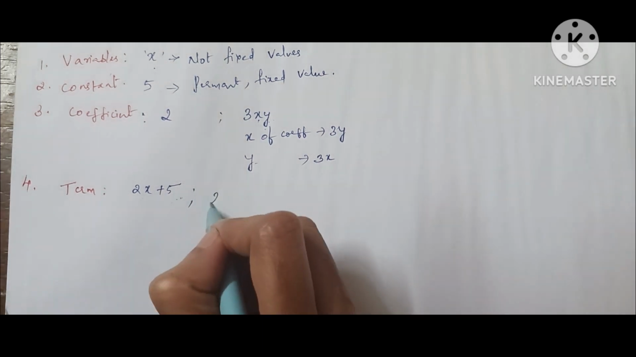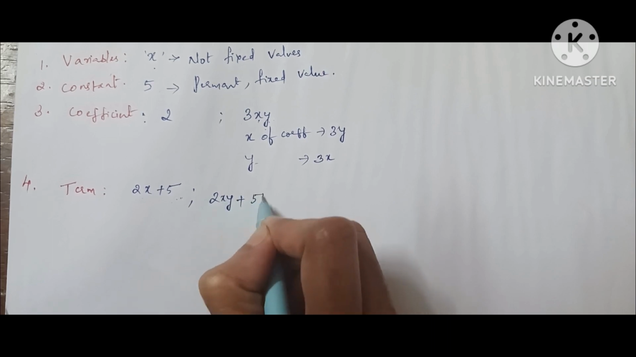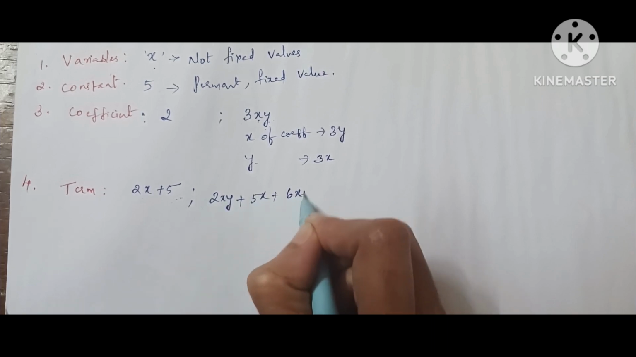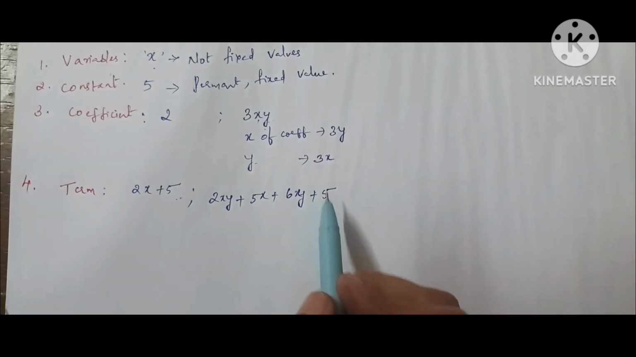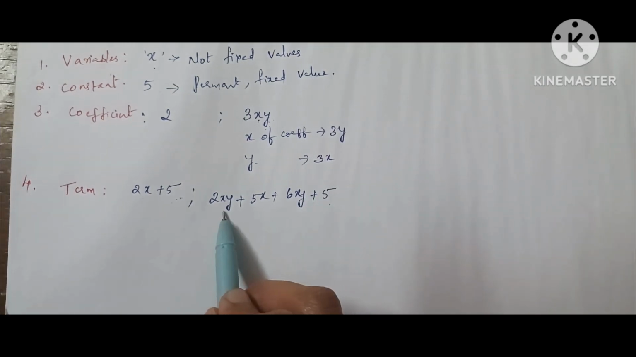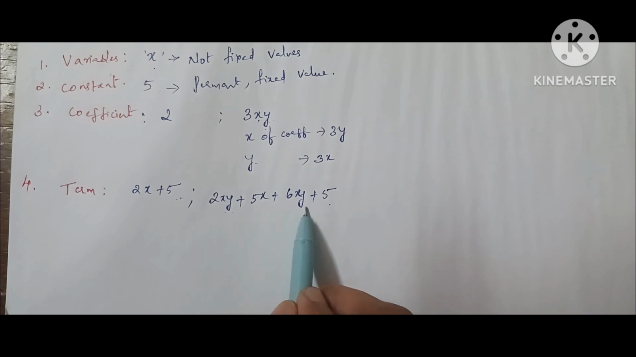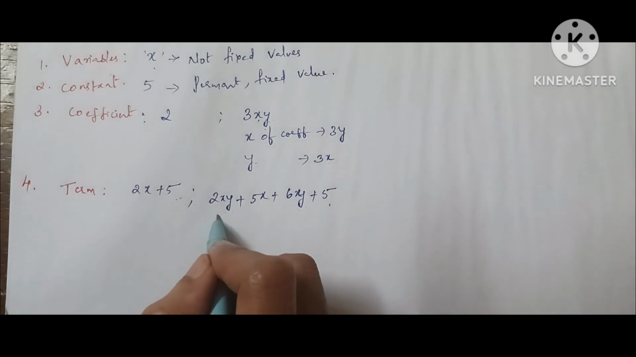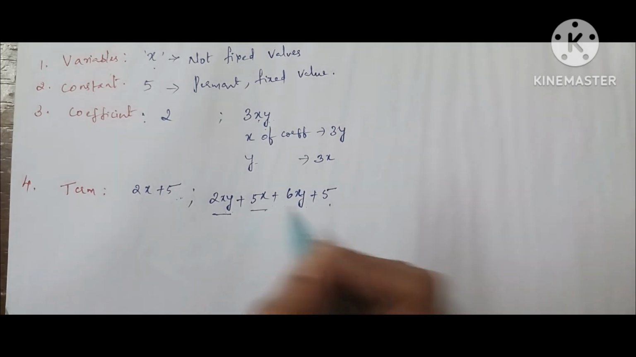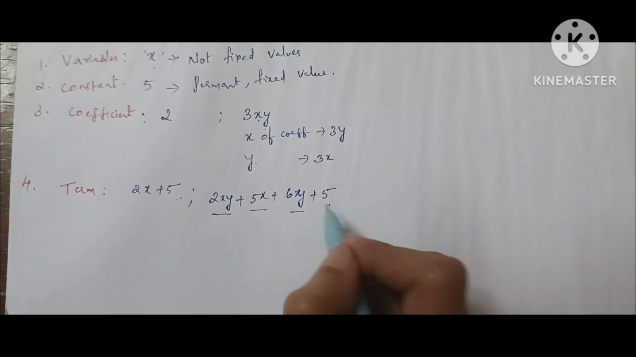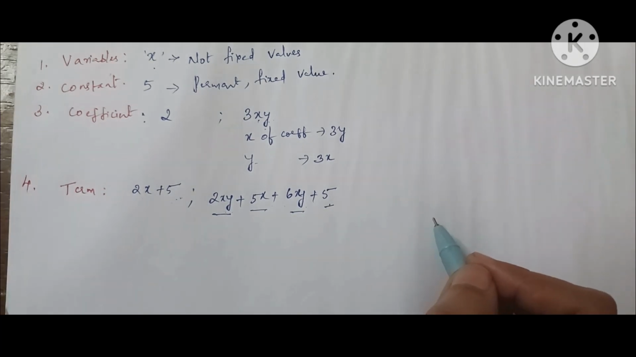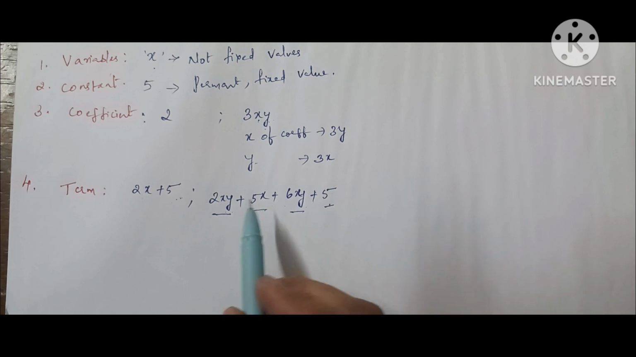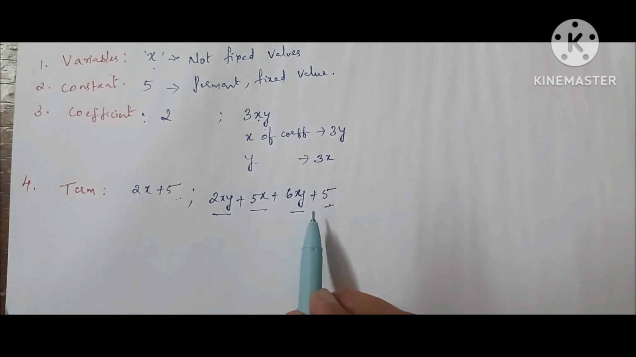For example, take 2xy + 5x + 6y + 5. This is also a type of expression. Here, variables are there: x, y, and numbers are there. 5 is the constant here and the operation we are using is plus. Now, how many terms are there? 2xy is one term, 5x is one term, 6y is one term, and 5 is one term. So terms are the parts which are added together to form an expression.